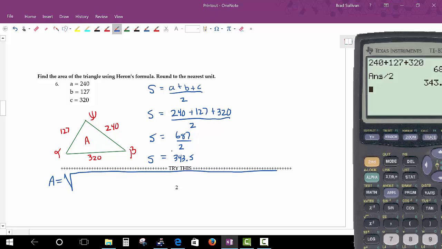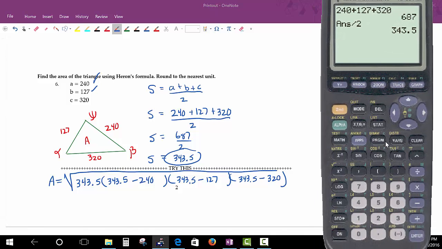What you do is you take this value of S, and then you plug that in under the radical. Then you have 3 sets of parentheses. So we take the value of S, and we subtract it from the first side, 240. Then we go to the next parenthesis, and we do 343.5, and subtract the second side. And then we do 343.5, and then we subtract the third side. Okay, now this would be expected.